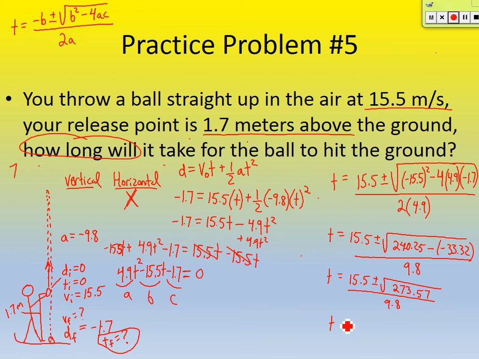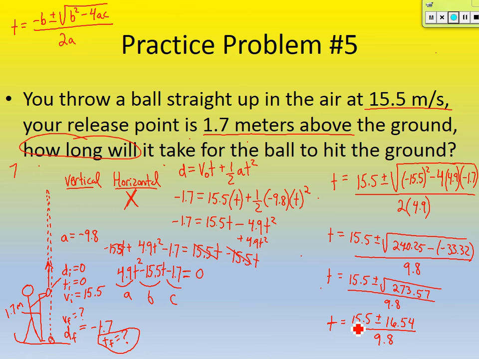Okay. Now what I'm going to do is take the square root of this number. So t is equal to 15.5 plus or minus the square root of 273.57, which is equal to 16.54, all over 9.8. Okay, so we've got it simplified almost as much as we can. What we see here that's a little bit different with the quadratic formula is this plus or minus. And the reason for that is we're going to have two answers for t. This is a quadratic function.